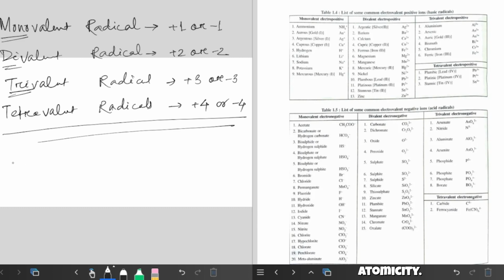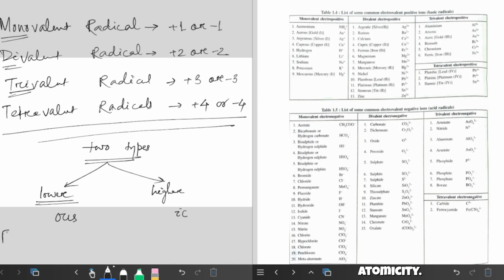Before I go to the next part, let me tell you one thing. There are generally two types of valencies for some elements. Basically the D-block elements have a lower valency and a higher valency. For the lower valency the suffix will be OUS, and for the higher valency the suffix will be IC.